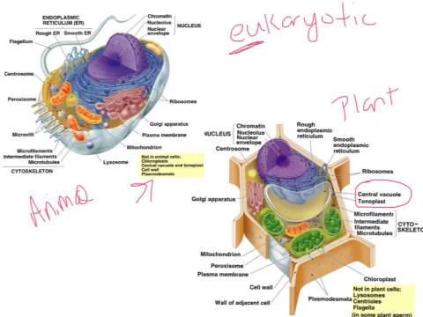No cell wall and no plasmodesmata. And we're going to talk about what a plasmodesmata is near the end of this, but that's essentially a way that plant cells can communicate with one another.